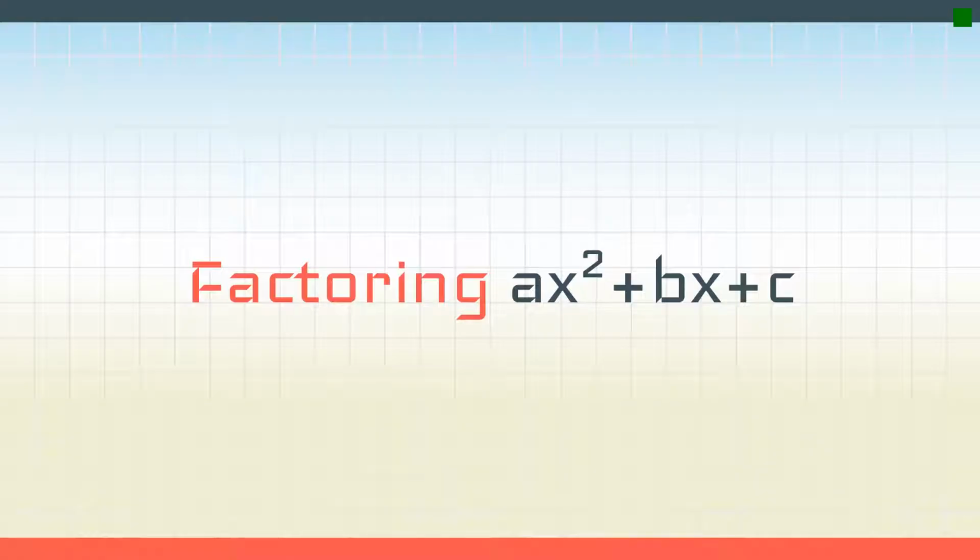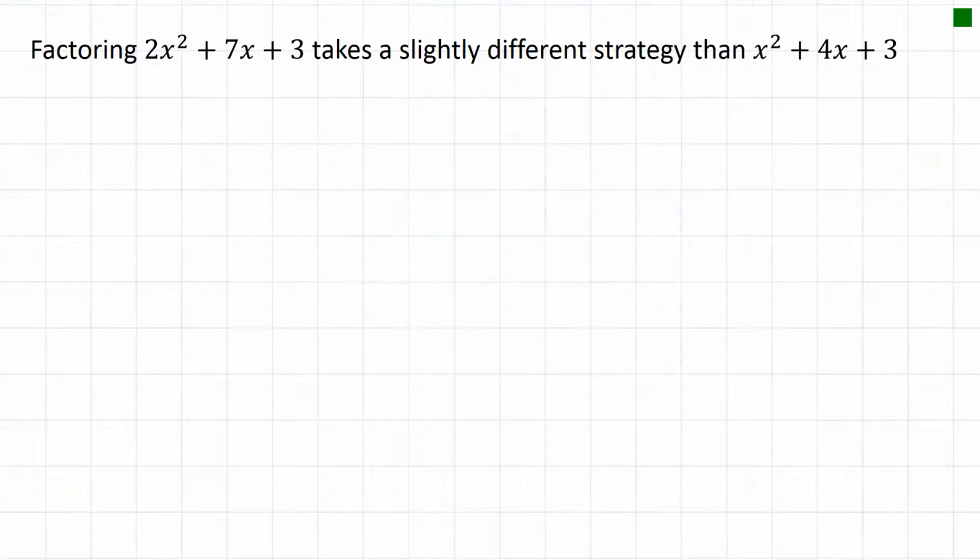Factoring trinomials of the form ax squared plus bx plus c. Factoring a trinomial like this first one, 2x squared plus 7x plus 3, takes a slightly different strategy than factoring the second trinomial. That's because in this first one we have an a value. So we label the coefficients and the constant a, b, c. Here a is 2, b is 7, c is 3. And in the second trinomial, a is equal to 1.